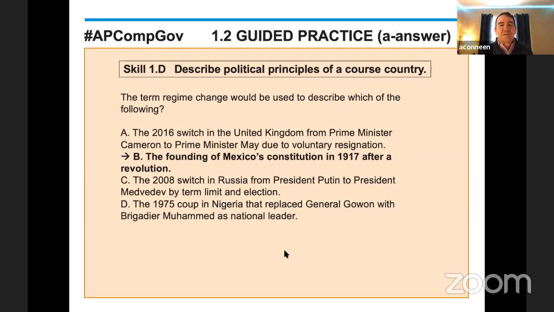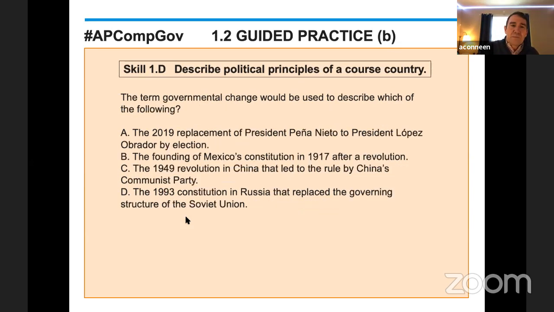So the founding of Mexico's Constitution in 1917 after revolution. Letter D becomes kind of a curveball in there because you see the word coup, and many times we assume that a coup leads to a regime change. But I think a key there is the fact that in that 1975 coup, one military leader was replaced with another military leader. So it really wasn't a long-standing change in the type of government that Nigeria had in 1975 as a result of that coup. So that would not be considered by political scientists to be a regime change.